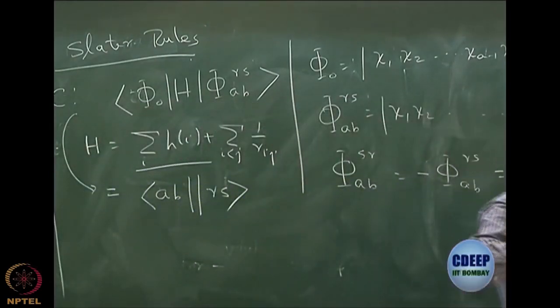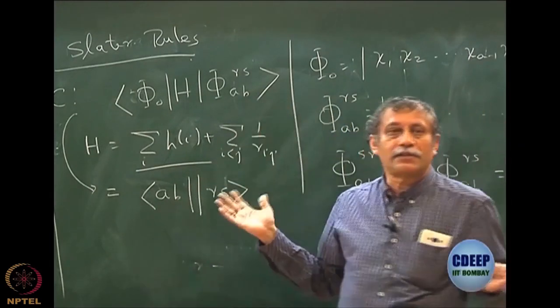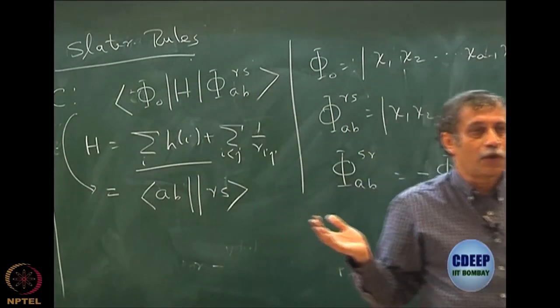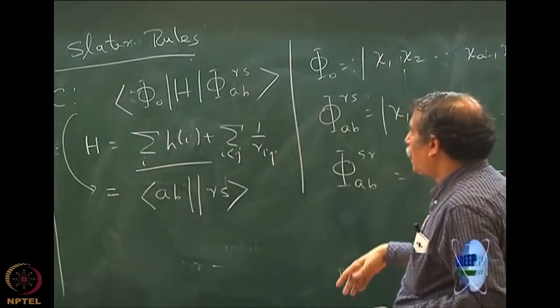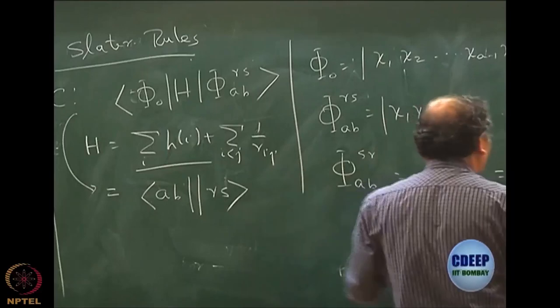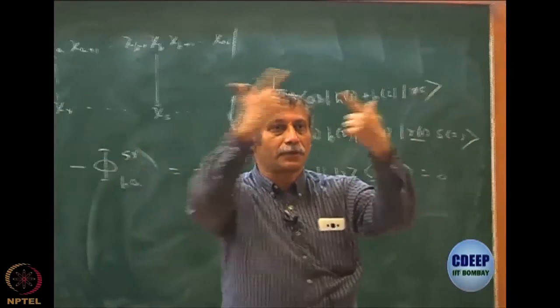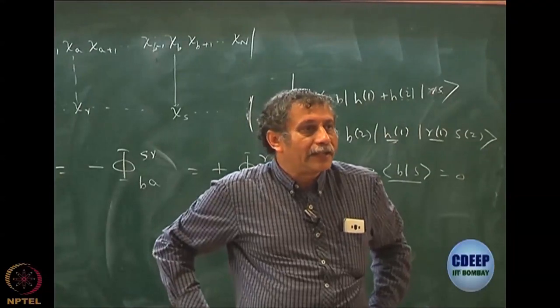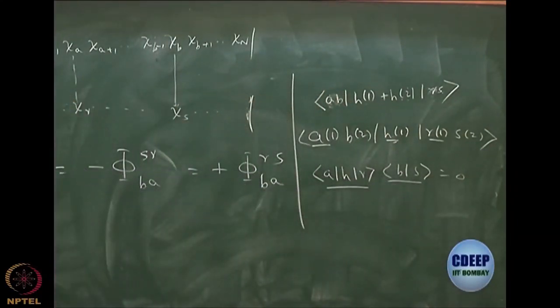So, see how the number is falling as you go, and clearly by this logic, if I have three occupancy differences, nothing else will survive. Anything with three occupancy differences is 0, because by the same logic, 1 by Rij cannot connect three occupancies. One of the pairs of orbitals will integrate to 0. So, this is where the Slater rule will actually end.